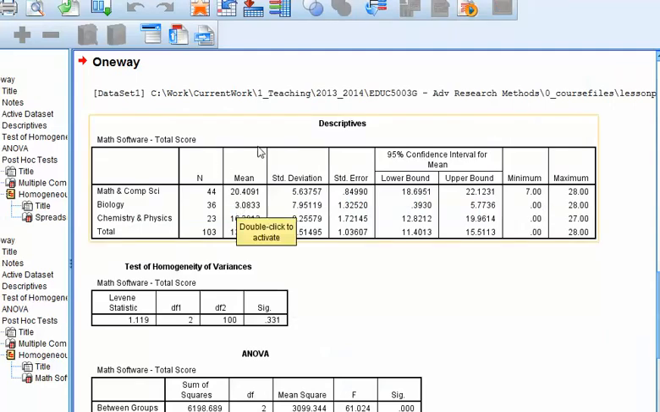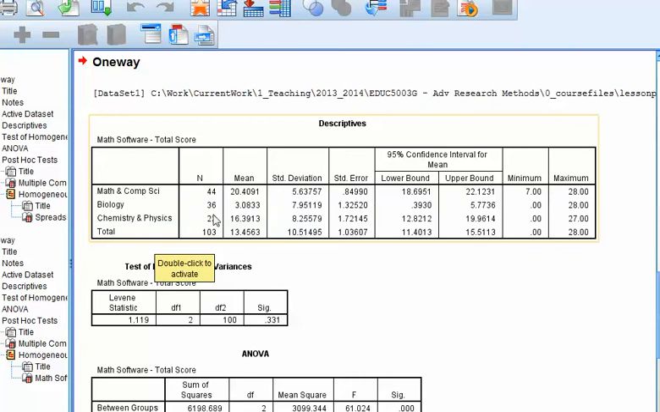So what do we have? Well, the first thing we're going to look at is the descriptives. We see Math and Computer Science. There's a total of 44 people in that group, a mean of 20.4. If I go to the range here, it looks like 7 to 28, so it looks like the mean is high. Standard deviation of 5.6. Biology is 36 people, the mean is 3.1, and the standard deviation is 7.9, actually 8. And chemistry and physics have 33 people. There's that mean and that standard deviation.